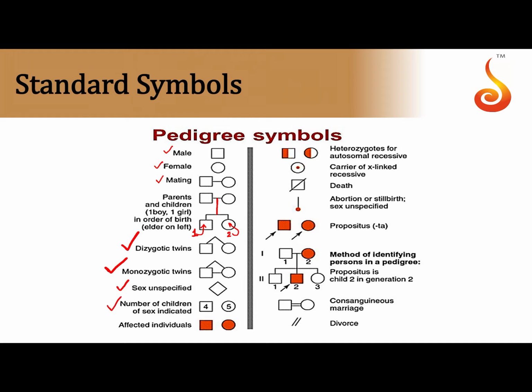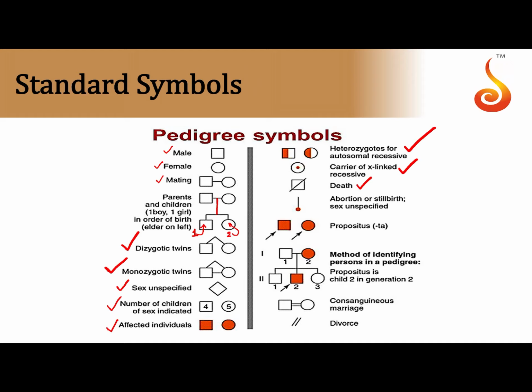And if you write a number within the square or the circle, it represents how many individuals of that particular sex were born to that particular couple in that generation in the family tree. If you shade the circle or the square, it means they are affected. Sometimes, not in all pedigree charts, even heterozygotes are represented by partly shading them. And usually in X-linked recessive inheritance, a dot is written in the center to indicate that the individual is a carrier. And by crossing it, we indicate death.